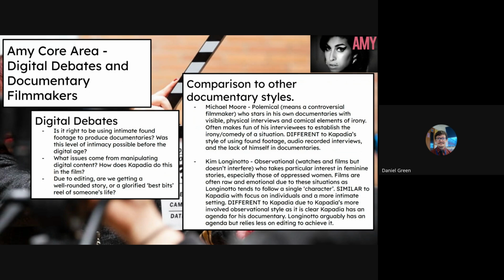And because the film is relatively quick in terms of seeing someone's entire life, we get to experience that chaotic and frantic aspect of Amy's life. We get to be thrown into that action. But are we just seeing the bits that Capadia wants us to see? Are we not seeing all of those behind the scenes moments?